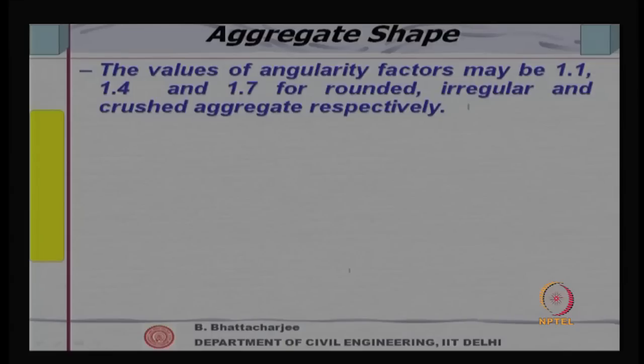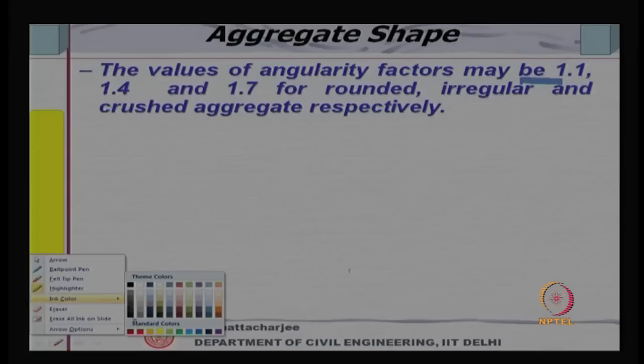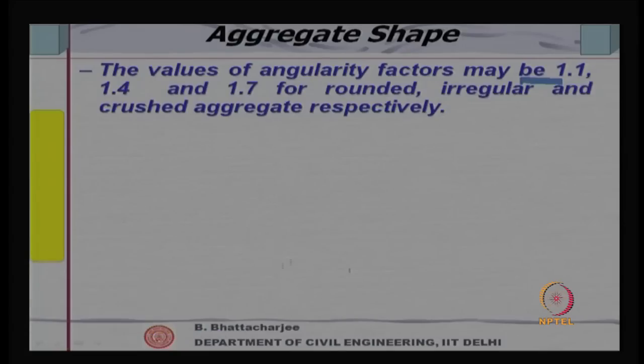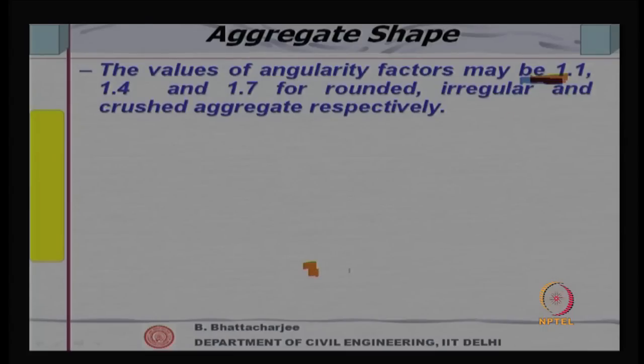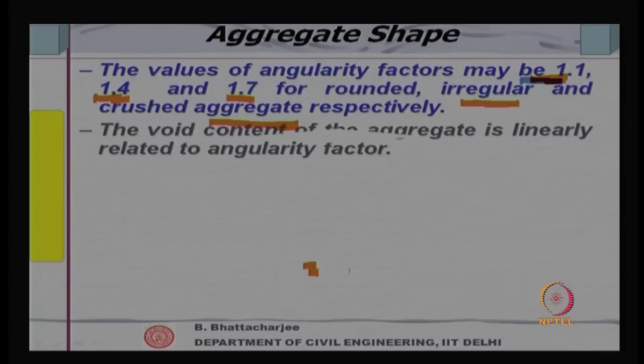The values of angularity factor may be 1.1 for rounded aggregate, and for irregular 1.4, and for crushed aggregate it is 1.7.